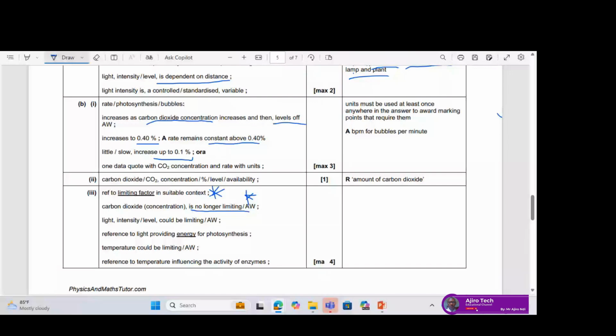Then you can mention the limiting factor, for example, light or light intensity, and you tell us that light is needed to provide energy for photosynthesis. You can tell us that temperature is limiting and that temperature will affect the activity of enzymes that drive the photosynthesis process. So these are the things that would give you all the marks you desire. Each of those points, of course, takes a mark each.